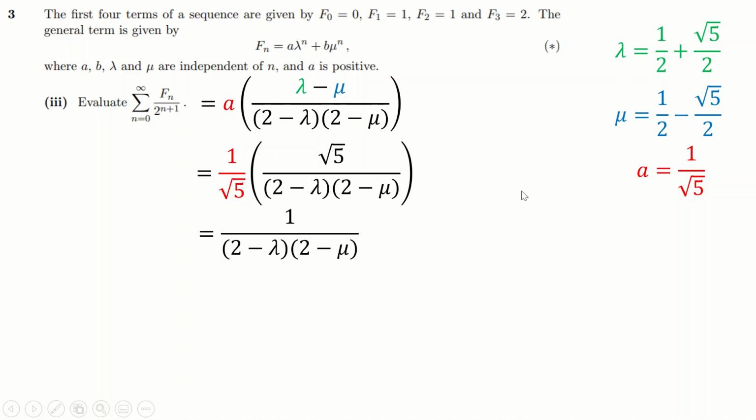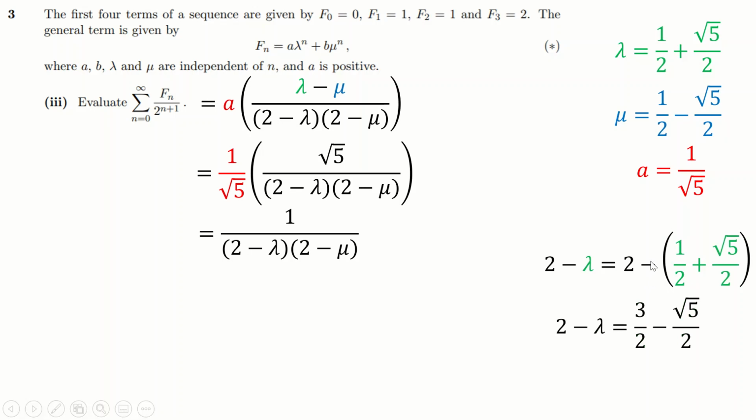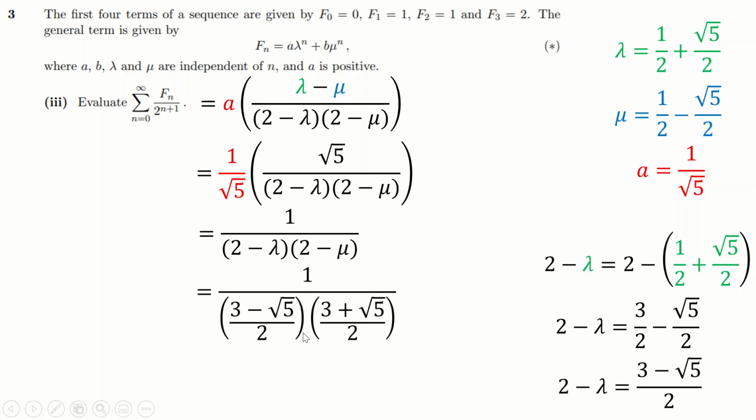And now I think I'm going to work out what 2 minus lambda is. Now 2 minus lambda is 2 minus all of this. 2 minus a half is 3 over 2. And then minus the root 5 over 2. So that's 2 minus lambda. So that can go in there. I'm actually going to put it as one fraction, I think. That might be helpful. And now 2 minus mu is going to be exactly the same because they've all been pretty identical, except there's going to be a positive there instead of a negative. You can pause the video and check that's correct, but it definitely is.